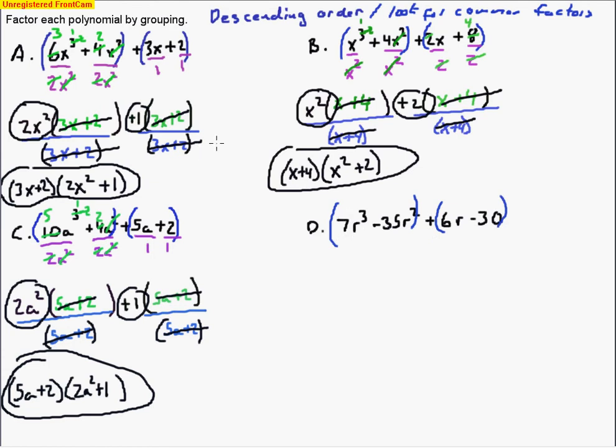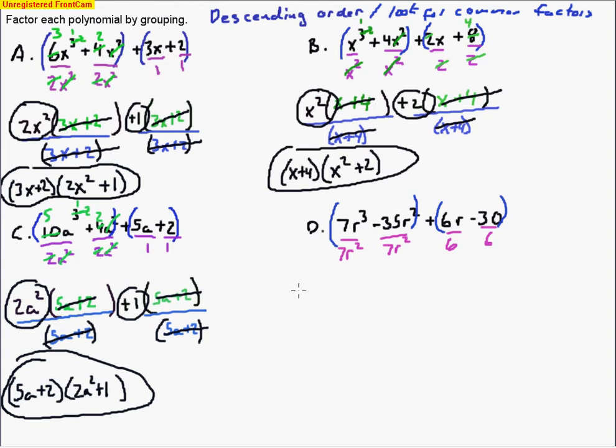So we go ahead and look at the 7r to the third and the negative 35r squared. Same thing over here. So here we have a 7r squared. And over here we also have a 7r squared that we can take out. Here we have just a 6. No r's with the 30. So that's as far as we go. Alright, so let's go ahead and do some reducing now.